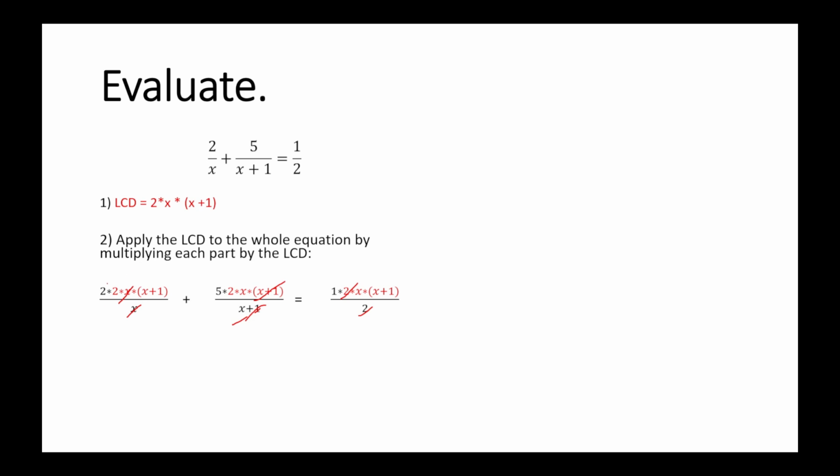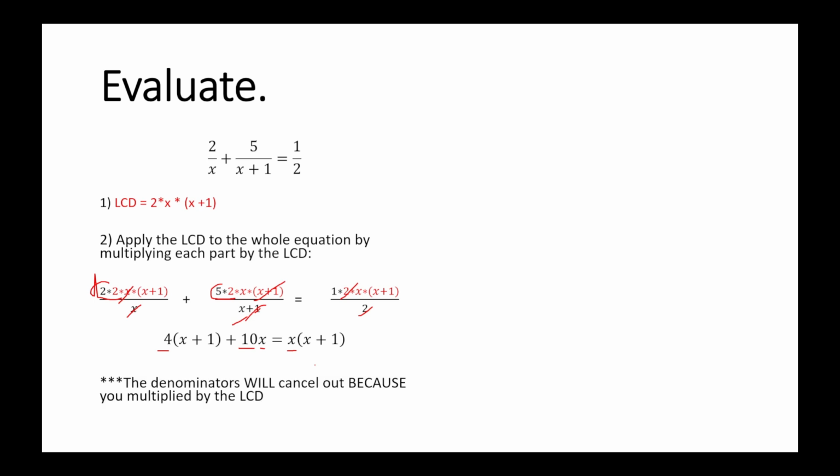And then what you can do is multiply everything else that's left over. It'll end up looking like this. We did 2 times 2. That gave us 4. And then x plus 1. We did 5 times 2. That gives me 10 times x. That's there. And then 1 times x. That is x with the x plus 1 on the side here. So each time you multiply by the LCD, this will happen. The denominator should disappear. If this isn't the case, go back. Probably means that you did something incorrectly.